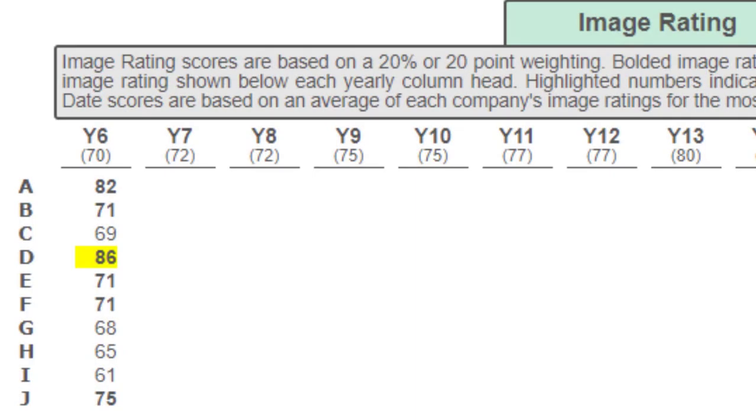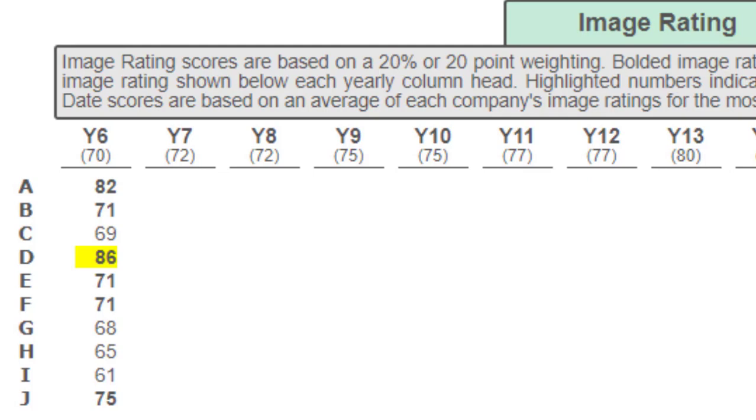Next, we have the image rating. Companies A, B, D, E, F, and J met expectations. Now we can see with image rating, company D actually has the best in industry. So company E is doing fantastic, but they don't have the best image rating. So that's where you have to decide as a company: do I need to be the best, or do I have to meet expectations, or can I just get close to expectations and maximize my profits? That's the fun part about the simulation.